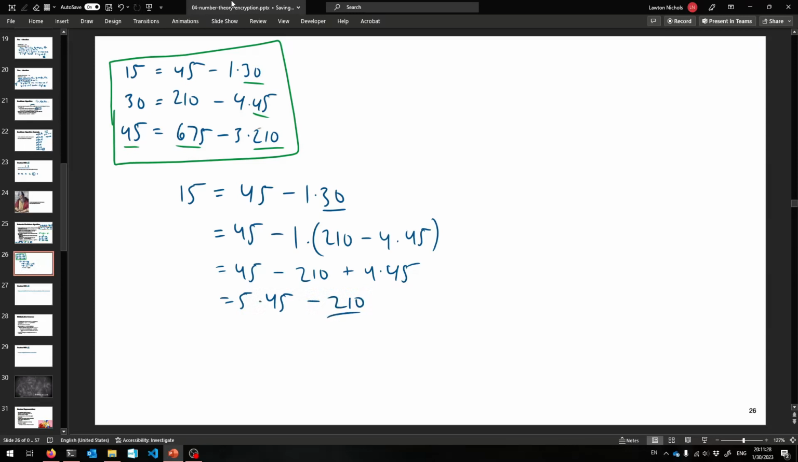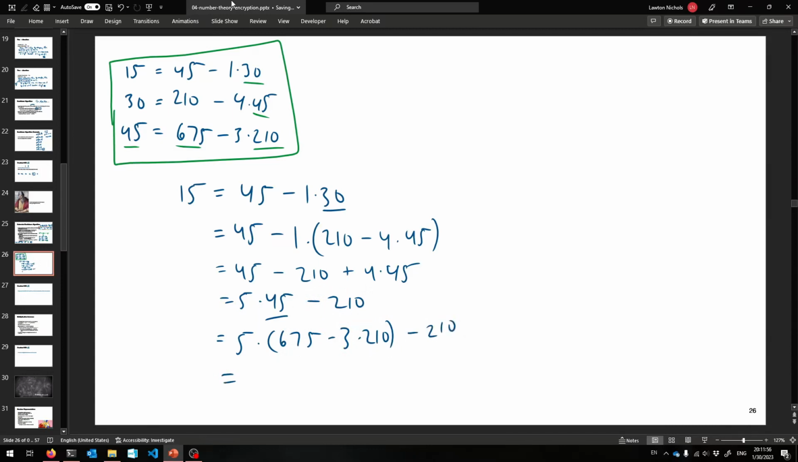So 210 is one of the numbers I need. Let's replace now the one I didn't want, 45. I have something for 45. I can replace it with this. 45 is equal to 675 minus 3 times 210. So this is equal to 5 times, and I'll replace the 45 with what I know it's equal to. Getting closer to my answer, 675 minus 3 times 210, and then minus that original 210.